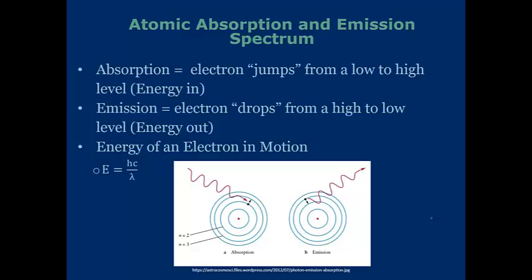The energy of an electron in motion is given by the equation below. To the bottom is an example of absorption and emission, respectively. These emission and absorption spectra are very important when it comes to instrumentation and analyzing chemical processes.